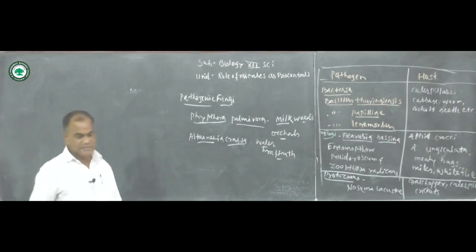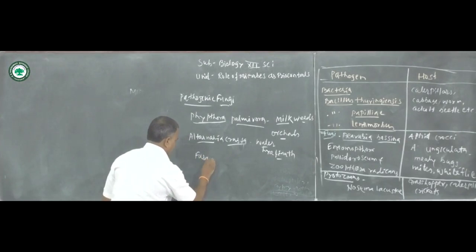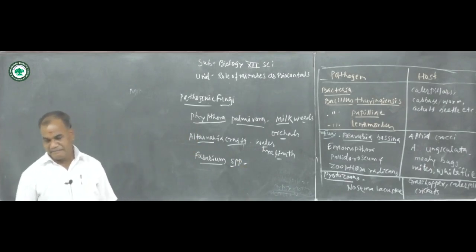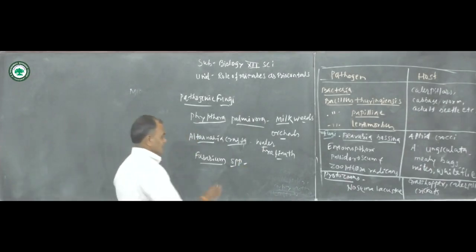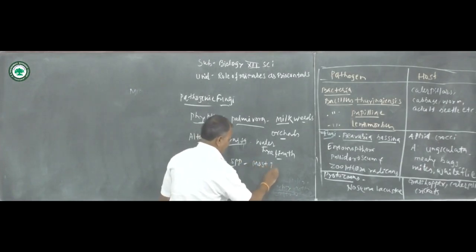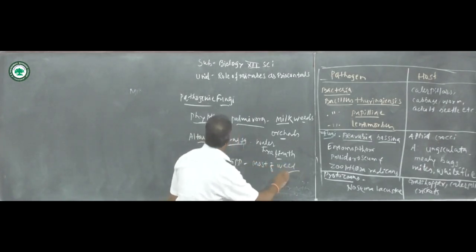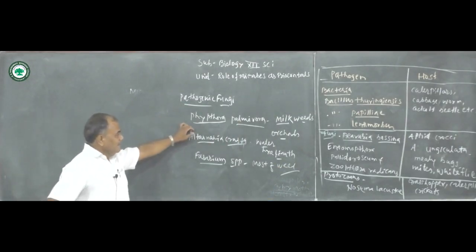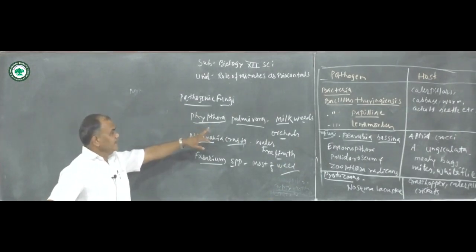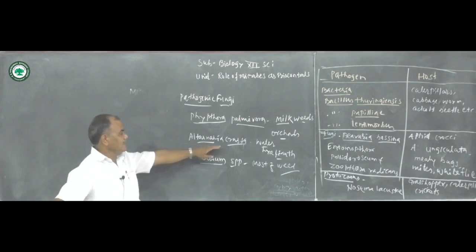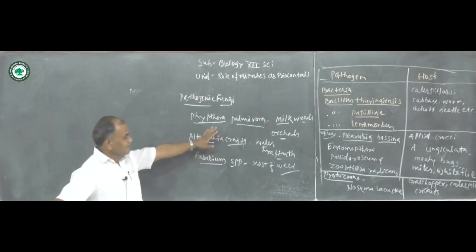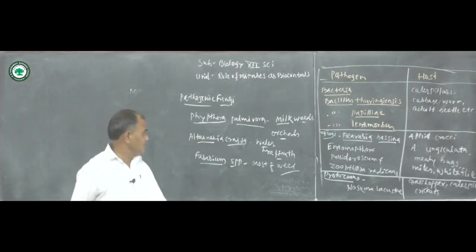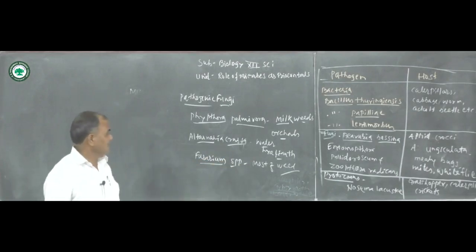Then the Fusarium species of fungi can control most weeds. So the pathogenic fungus Phytophthora palmivora controls milkweeds and orchids, Alternaria crassa controls the water hyacinth, and Fusarium species control most of the weeds.